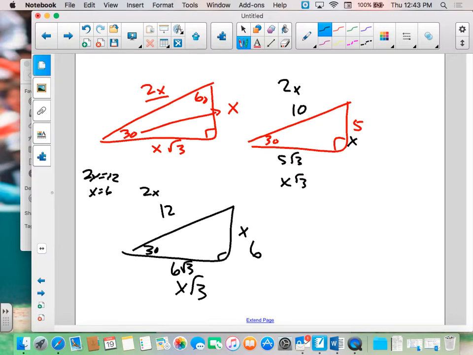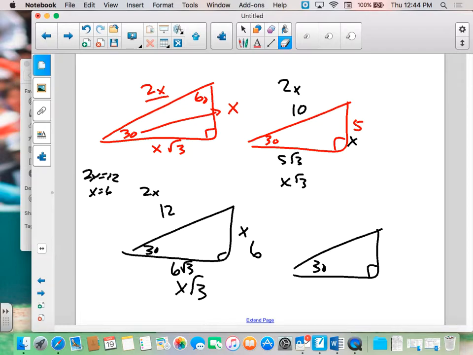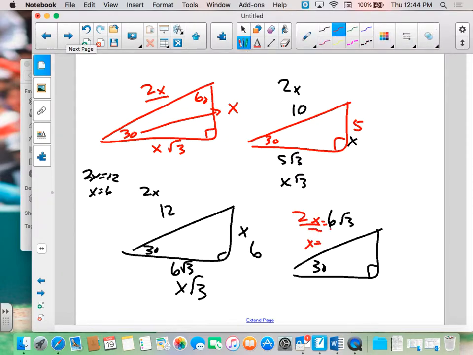Alright, I could make it a little more difficult. Let's make it 6 root 3. So that side is your 2x side. So I would solve 2x equals 6 root 3 and divide both sides by 2, I get 3 root 3. So remember it goes x, 2x, x root 3. Now this side is 3 root 3 for x. And another root 3. Well, what's 3 root 3 root 3?